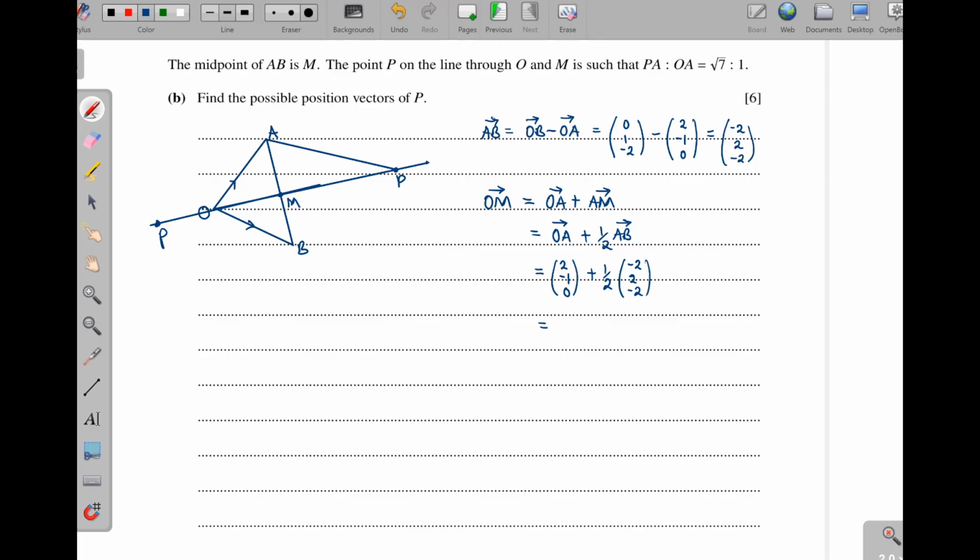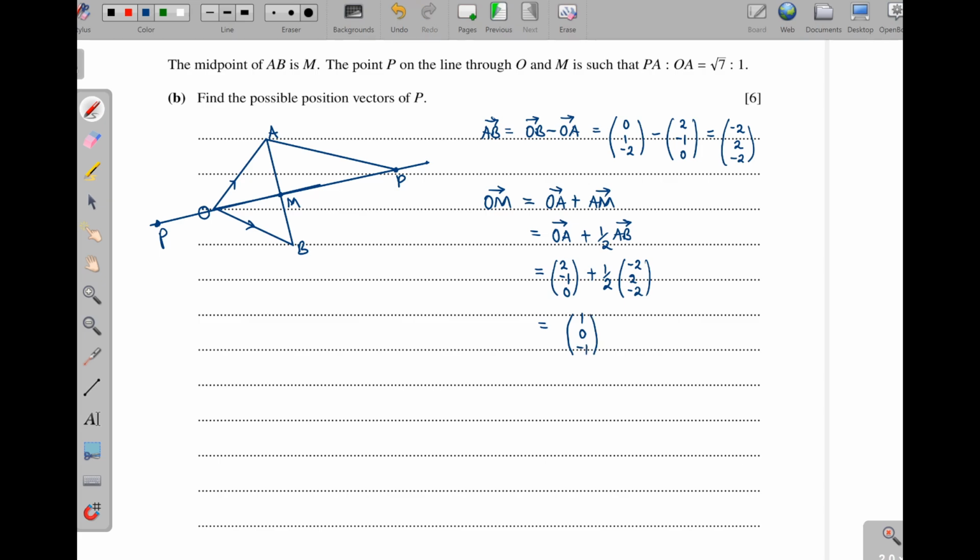So what do we have here? This is 2 minus 1, that will be a 1. Then this is -1, and then this will be a +1. So that one gives us a 0. Then 0 plus -1, that's a -1.